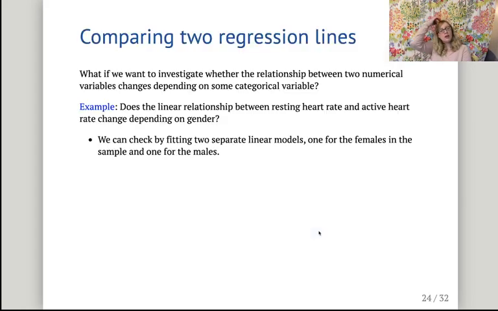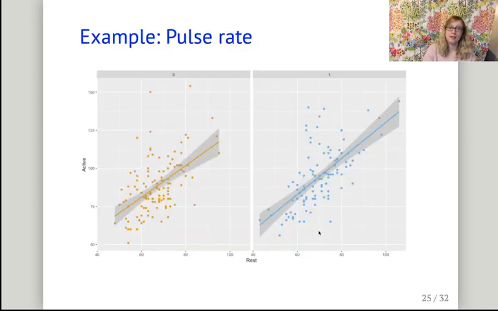Now let's say we want to investigate whether the relationship between two numerical variables changes depending on some categorical variable. So does the linear relationship change depending on gender? The simplest way to do that is this. Fit two separate linear models. We'll split the data up. We'll look at the females and fit a model for them. We'll look at the males and fit a model for them and see if there are any major differences.